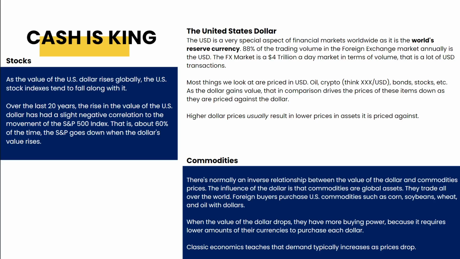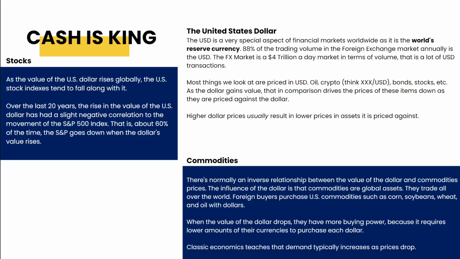Most things we look at are priced in USD. You'll notice oil, crypto, think BTC USD, Ethereum USD, bonds, stocks, etc. As the dollar gains value, that in comparison drives the prices of these items down, as they are priced against the dollar. So higher dollar prices usually result in lower prices in assets it is priced against.